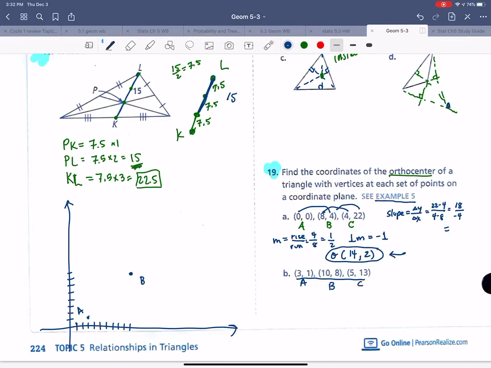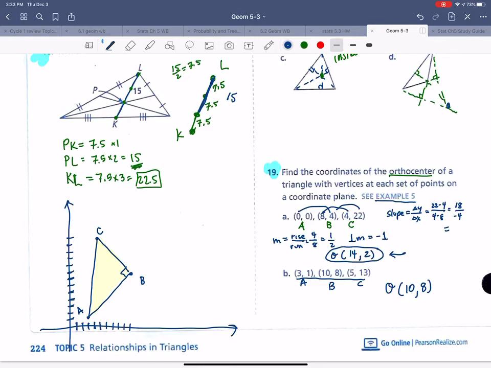So I went out 1, 2, 3, 4, 5, and then up 13. 1, 2, 3, 4, 5, 6, 7, 8, 9, 10, 11, 12, 13. So 5, 13 is C. Okay, so here's my triangle. Let's find our orthocenter. That looks like it's a right angle. If it is a right angle, then our orthocenter is going to be at the right angle, which would be the coordinate of B. Okay, so let's just check our slopes to see if it is.